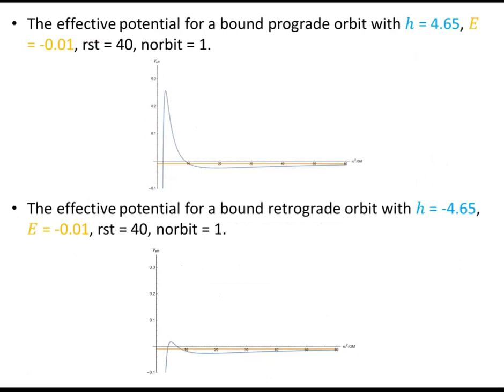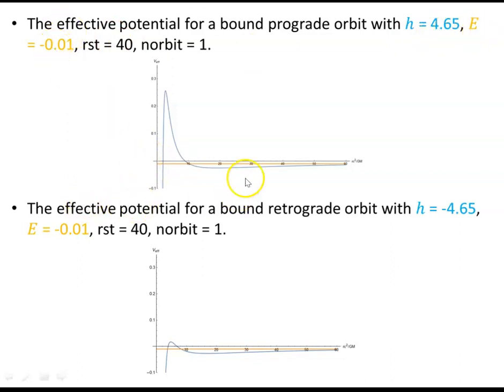Okay, so let's compare some cases. We've covered this in previous videos. This is the effective potential for a bound prograde orbit with H is plus 4.65 units, E is minus 0.01. Its starting position is 40 units, so 40 GM on c squared, or just 40 units in this case. The orbit number is 1. Now here's the effective potential in the positive case for this. Here's our energy set just below the 0 value, so its total energy is negative, a bound orbit.